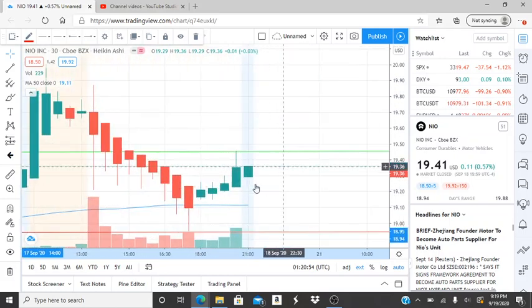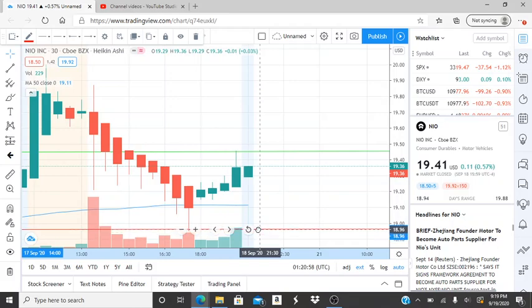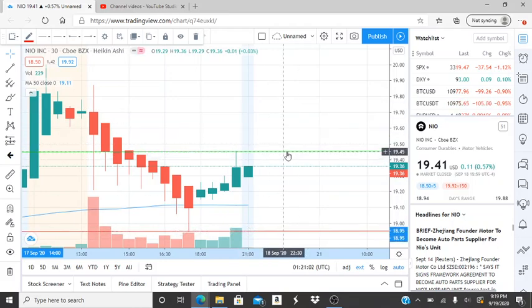All right, so our support levels, let's just move them to their exact locations. Bear with me one second. And our resistance. All right. So 50-day moving average is 19.11.